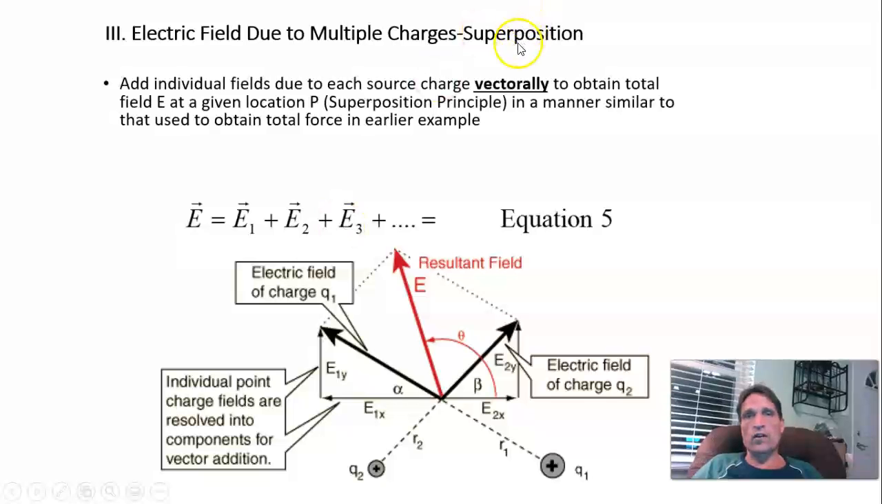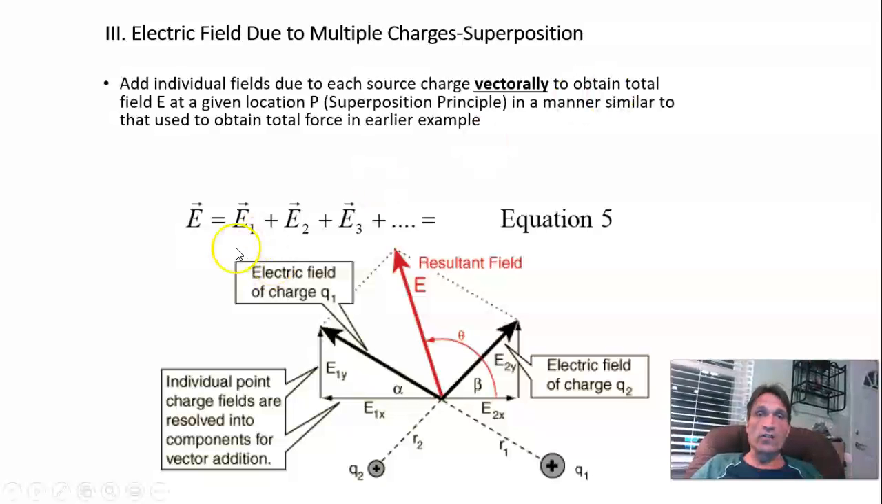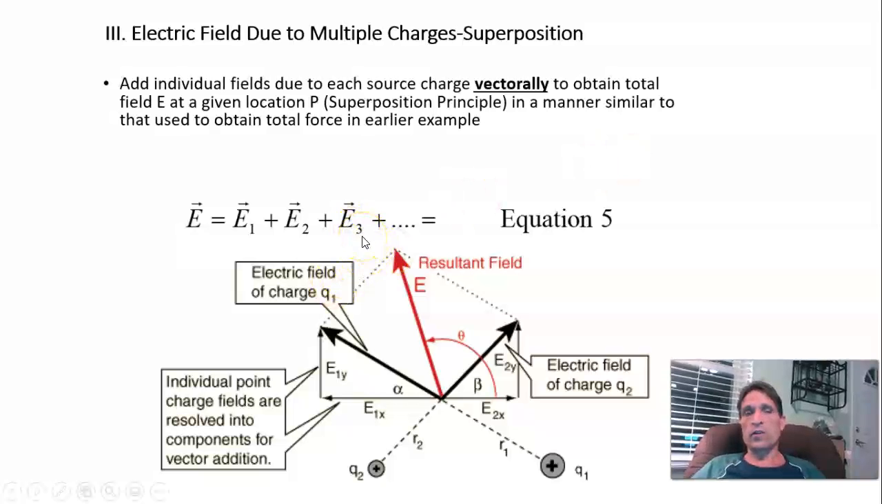And this is what's called superposition. If we have many source charges, and we want to calculate the effect of all of them on a probe charge, we just calculate the individual effects due to each source charge, and we add up all the vectors. So this isn't too bad for a couple of charges. But again, this gets pretty impractical when you get into realistic situations where you have many source charges.